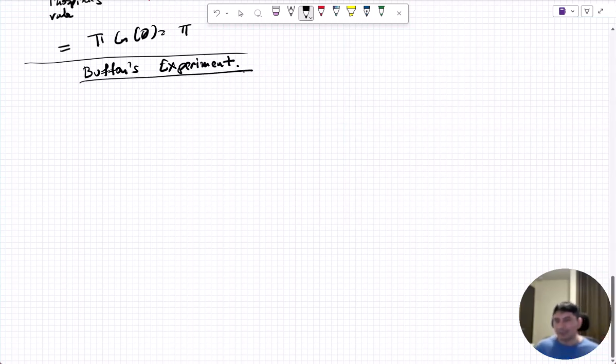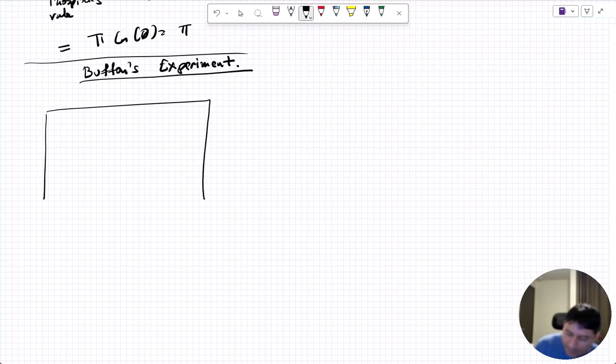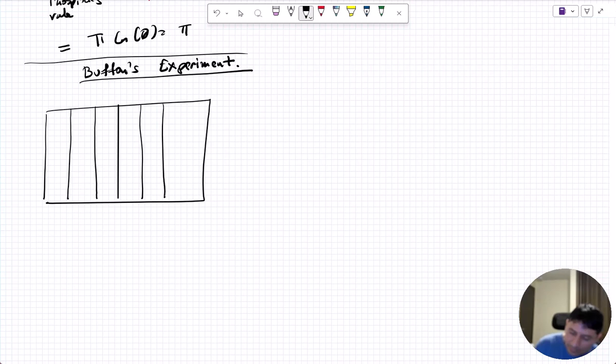So we're going to have a piece of paper on the floor, right? And here's my piece of paper. And I'm going to draw vertical lines on it, right? The vertical lines are going to be equally spaced. The distance between vertical lines, we're going to call it t. So they're all equally spaced by a distance t, right?